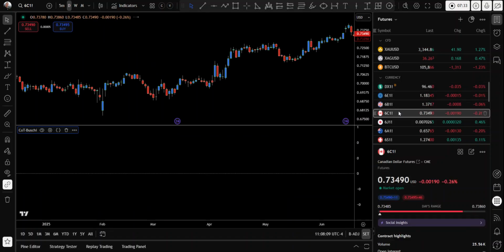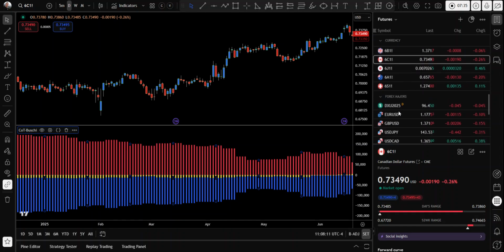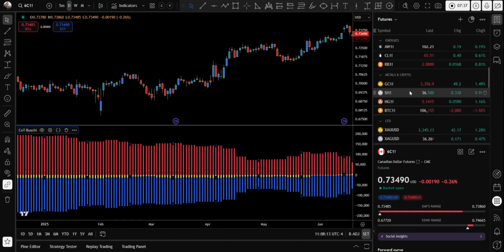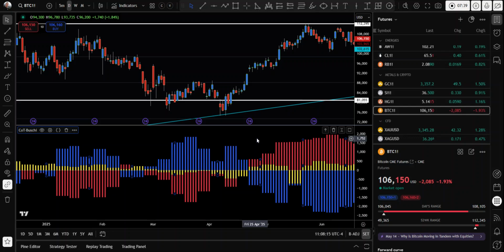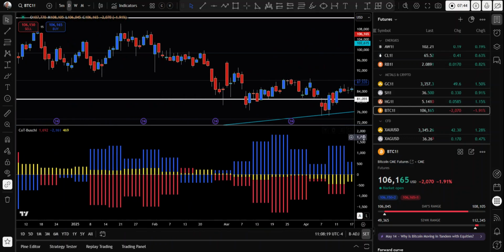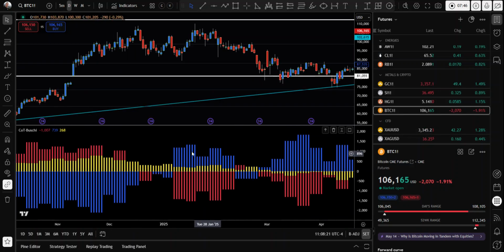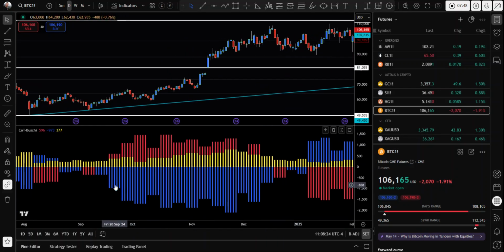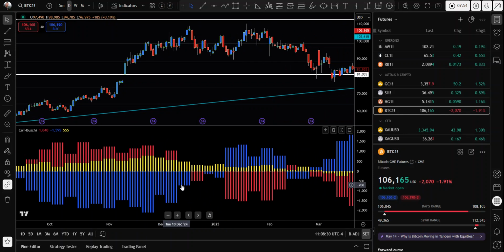Here's another example. Let's look at Bitcoin, right? Okay, so here's Bitcoin. Oh, here's a flip. So see here they were short, short, short, short, short positioning, starting to get neutral, and then boom, they flip to positive.